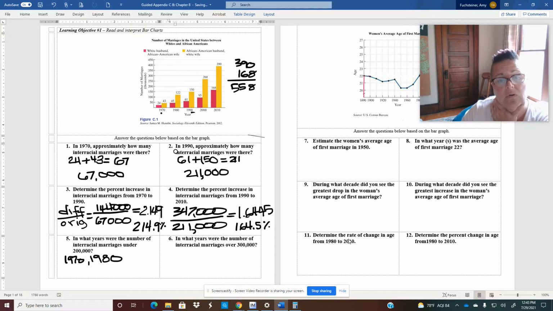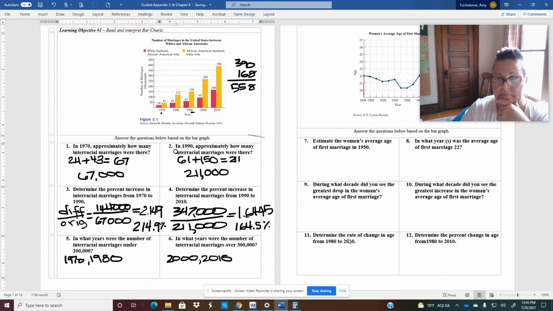Right? What years were the number of interracial marriages over 300,000? That's going to be 2000 and 2010. Because 300,000 will convert to just being more than 300 when we add them together. If we take 95 plus 268, I don't need to know the number. I can see that's going to be over 300. And 168 plus 390 will also be over 300. So I'll be okay there as well.